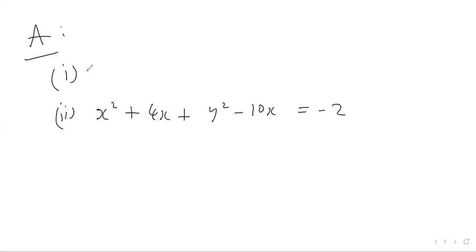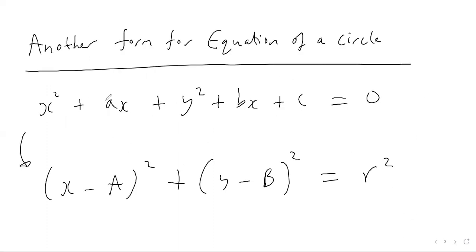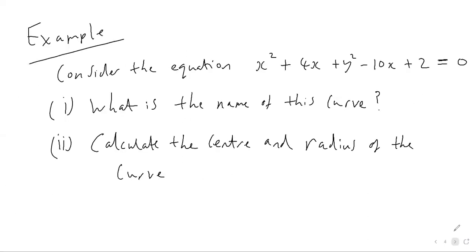Okay, so question number one then, what is the name of the curve? This is a circle. So this is certainly a circle because it's in this general form that we want. It's in this form here. So these two forms are exactly the same, or they're equivalent, I should say. Okay, so that's the first part done. How about this second part then? To calculate the center and the radius of the curve.